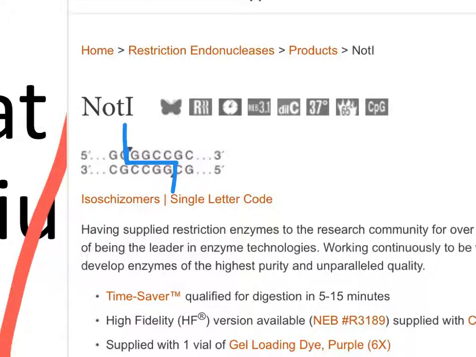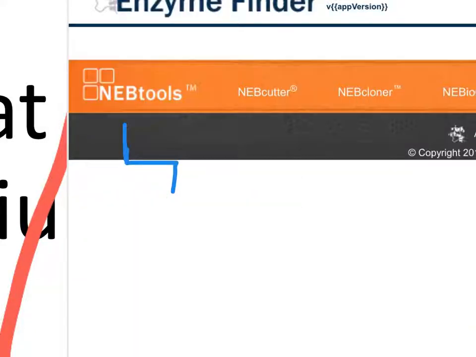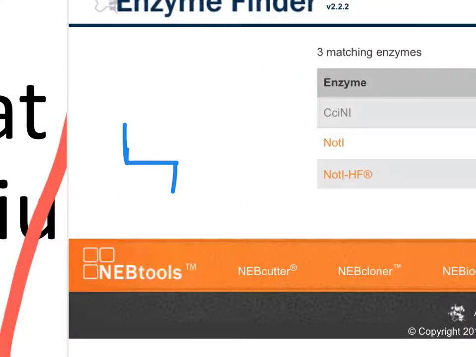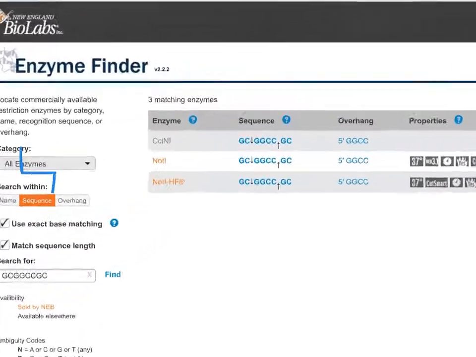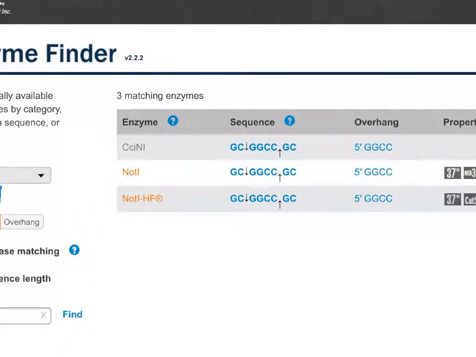One other point that's important, this term isoschizomers, it's a mouthful. That means that there are other enzymes that will recognize this DNA sequence. So it's not just, you could buy NotI from NEB if you wanted to, or you could buy something else. I'm not actually sure if this enzyme really does have an isoschizomer. Oh, there are. So there are 2 enzymes, CciNI and NotI, that both recognize the same DNA sequence. So if you see something that says it's an isoschizomer sequence, this means it's a DNA sequence that multiple different enzymes recognize.